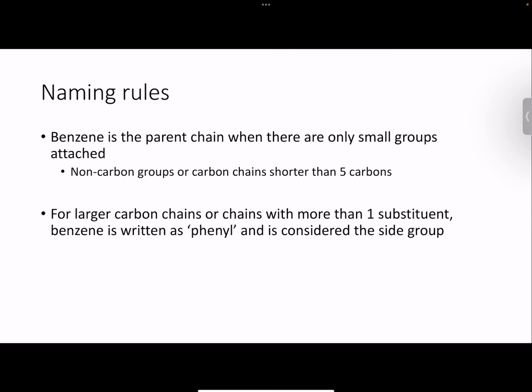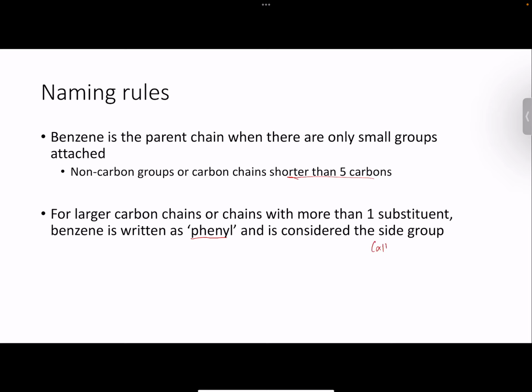So those are the properties. Now let's get to the naming of it. Benzene is the parent chain when there are only smaller groups attached. Okay, non-carbon groups or carbon chains shorter than 5 carbons will be a chain on it. When benzene is the side chain to something that's larger, we write it as phenyl. Okay, you can see the name here, and it's considered a side group or a branch, an alkyl group.